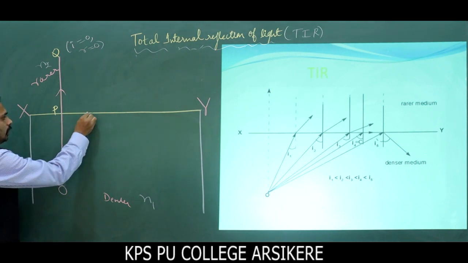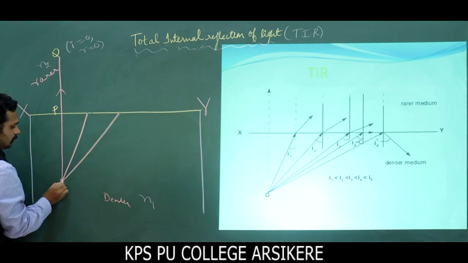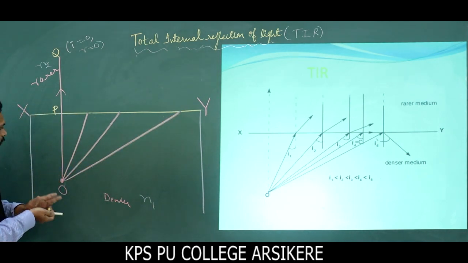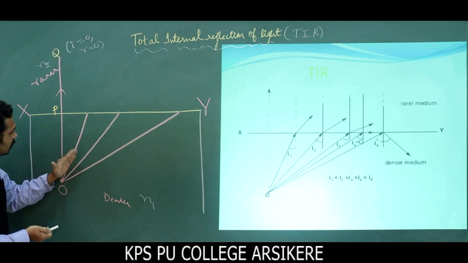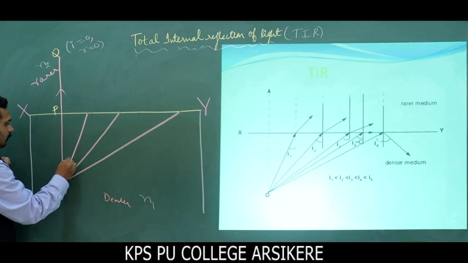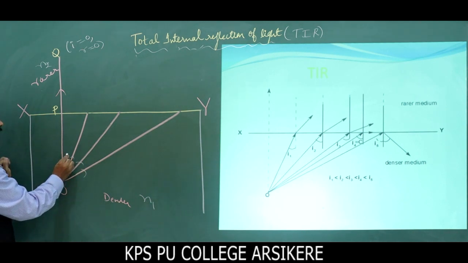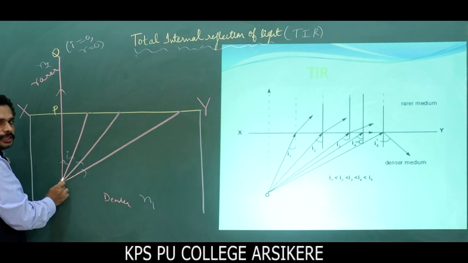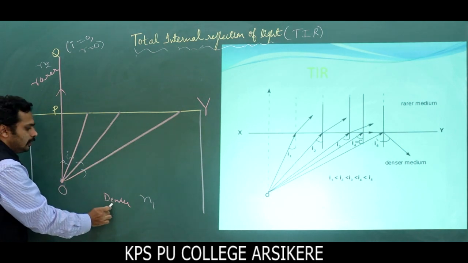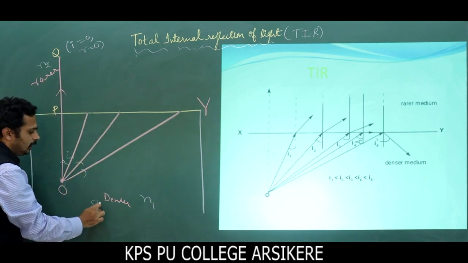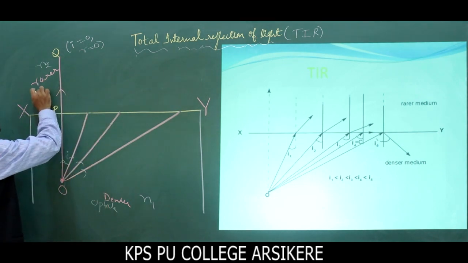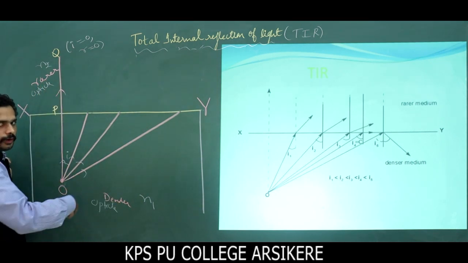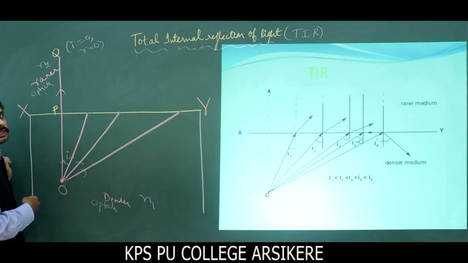So all the other rays of light from the object. Look here, these are all other rays of light. Here I am increasing the angle of incidence. This is I, angle of incidence, increasing. Now from the object the rays travel from denser medium to rarer medium, optically denser to optically rarer. Optically denser means higher refractive index, optically rarer means lesser refractive index.